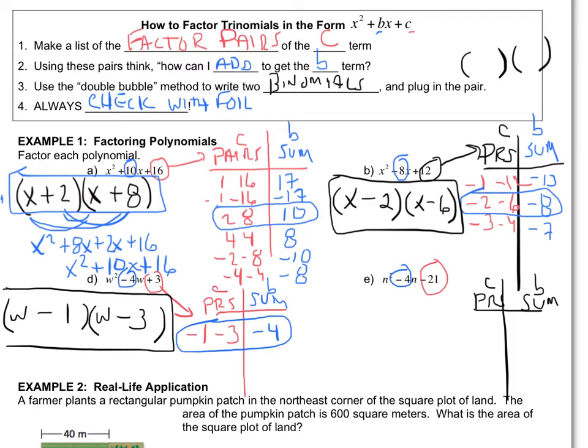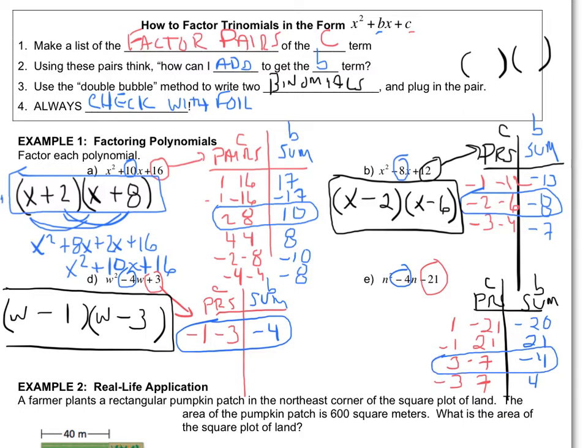So negative 21. So 1 times negative 21. Negative 1 times positive 21. 3 times negative 7. And negative 3 times positive 7. When I add these across, first I get 1 plus negative 21 is negative 20. Negative 1 plus 21 is positive 20. 3 plus negative 7 is negative 4. Negative 3 plus 7 is positive 4. And again, we're looking for the negative 4.